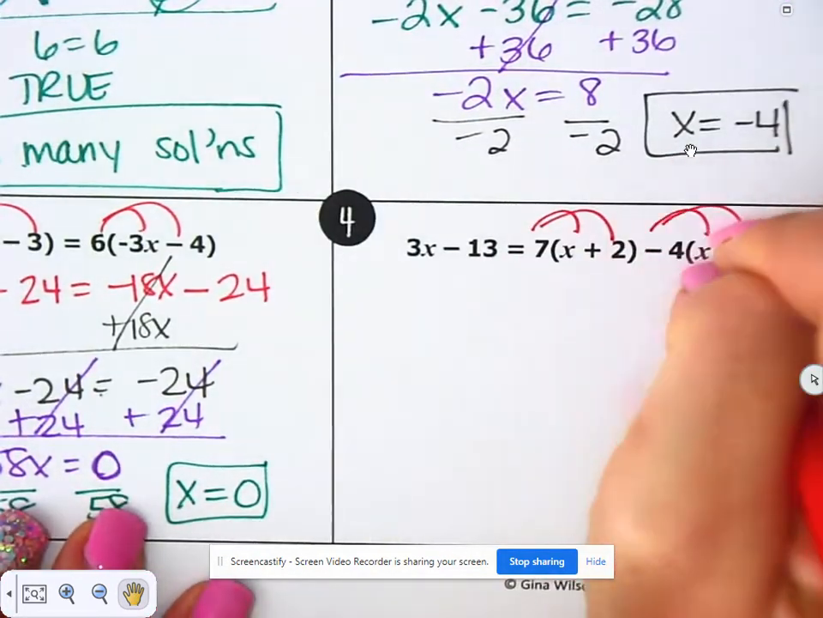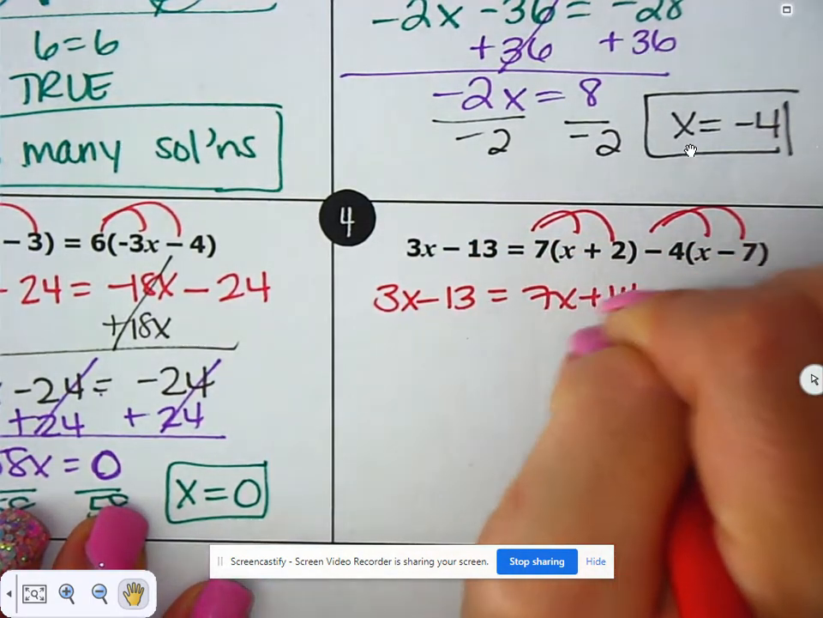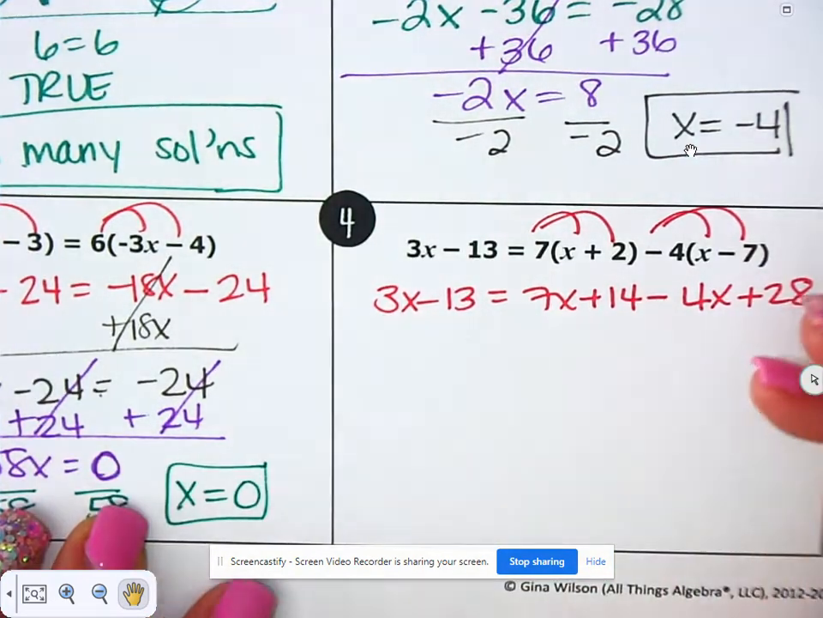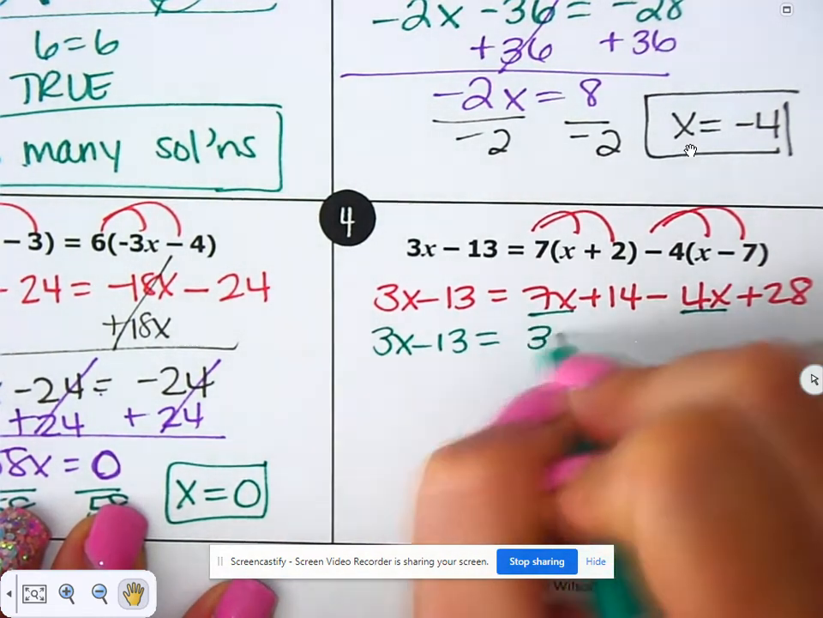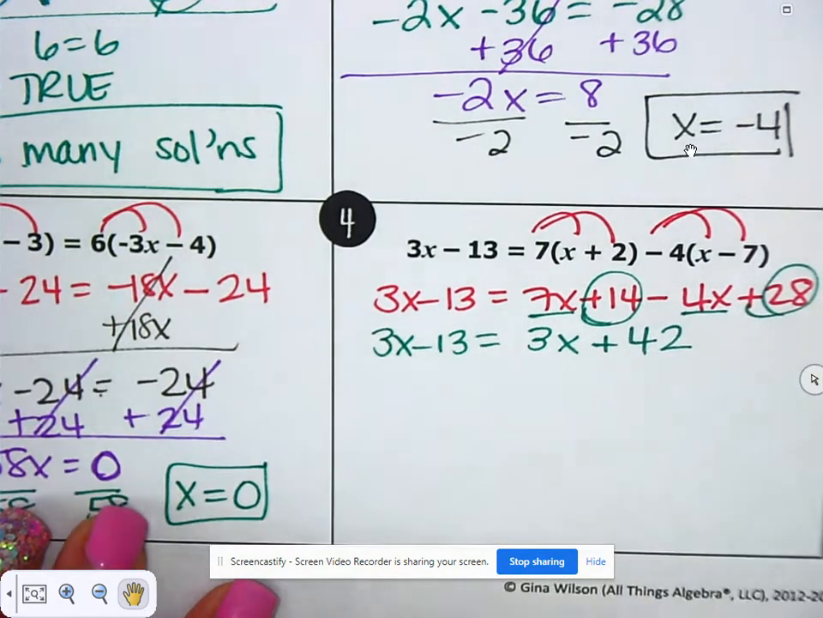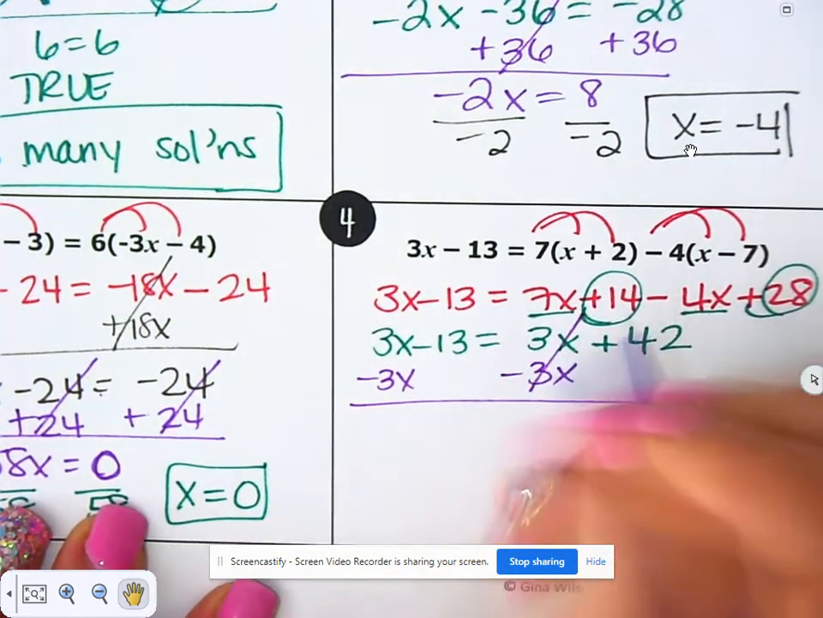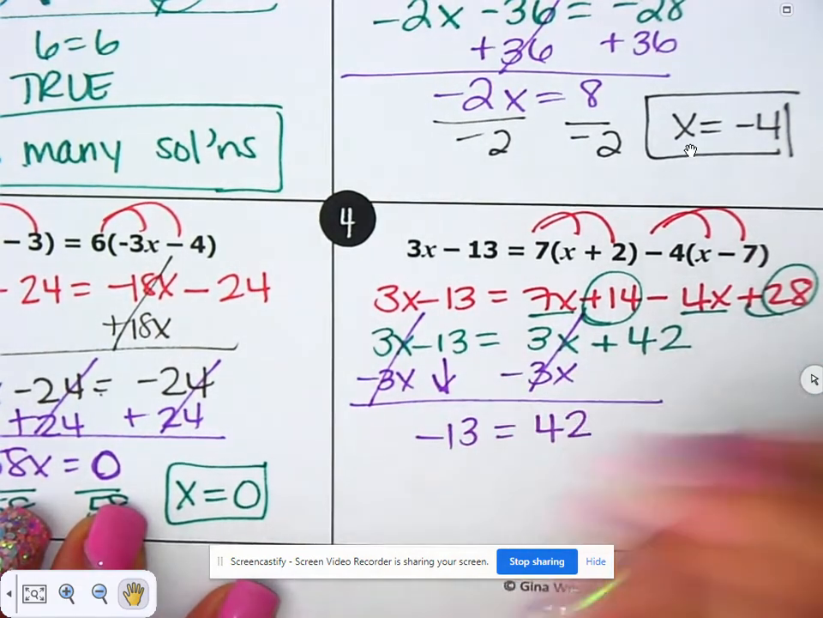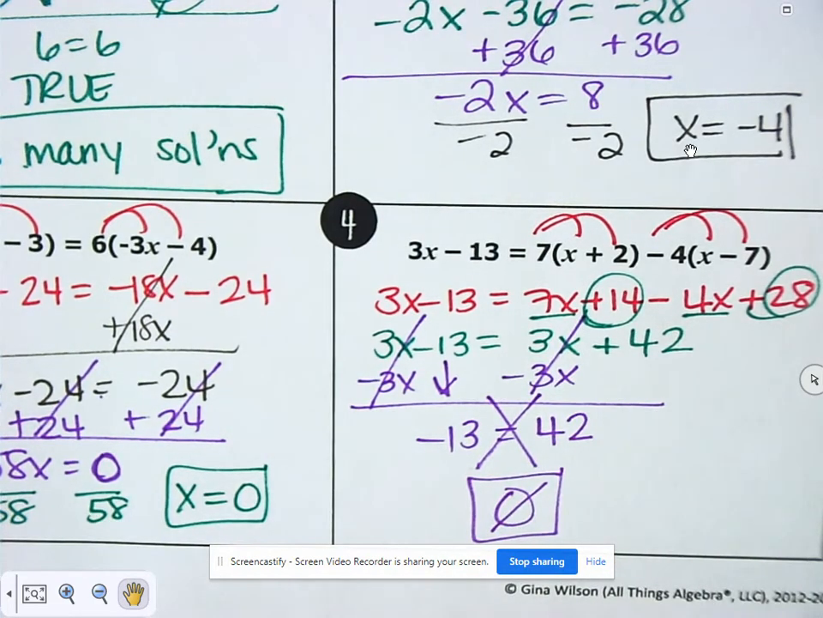All right, so the last one on our notes, again, distributive property twice here. Signs. Negatives and negatives, positives and negatives, know them. Combine like terms. All right, and then I'm going to solve. Canceled on both sides. Does negative 13 equal 42? No, so our answer is no solution.